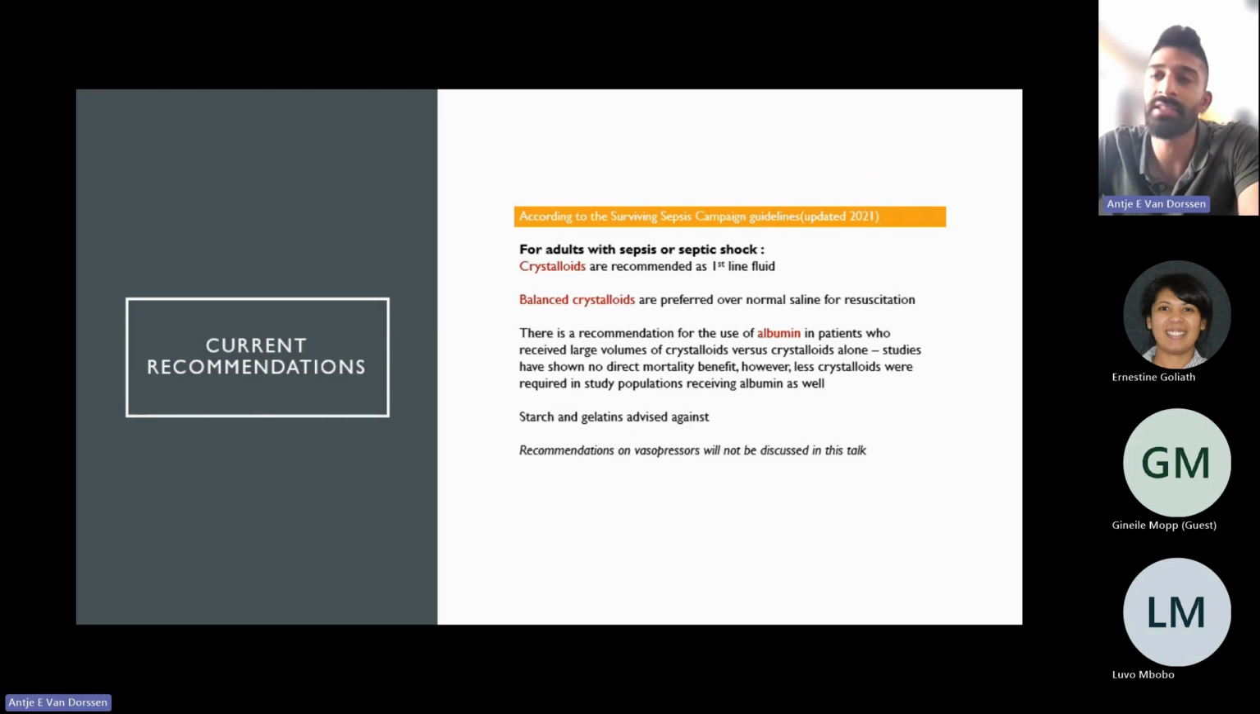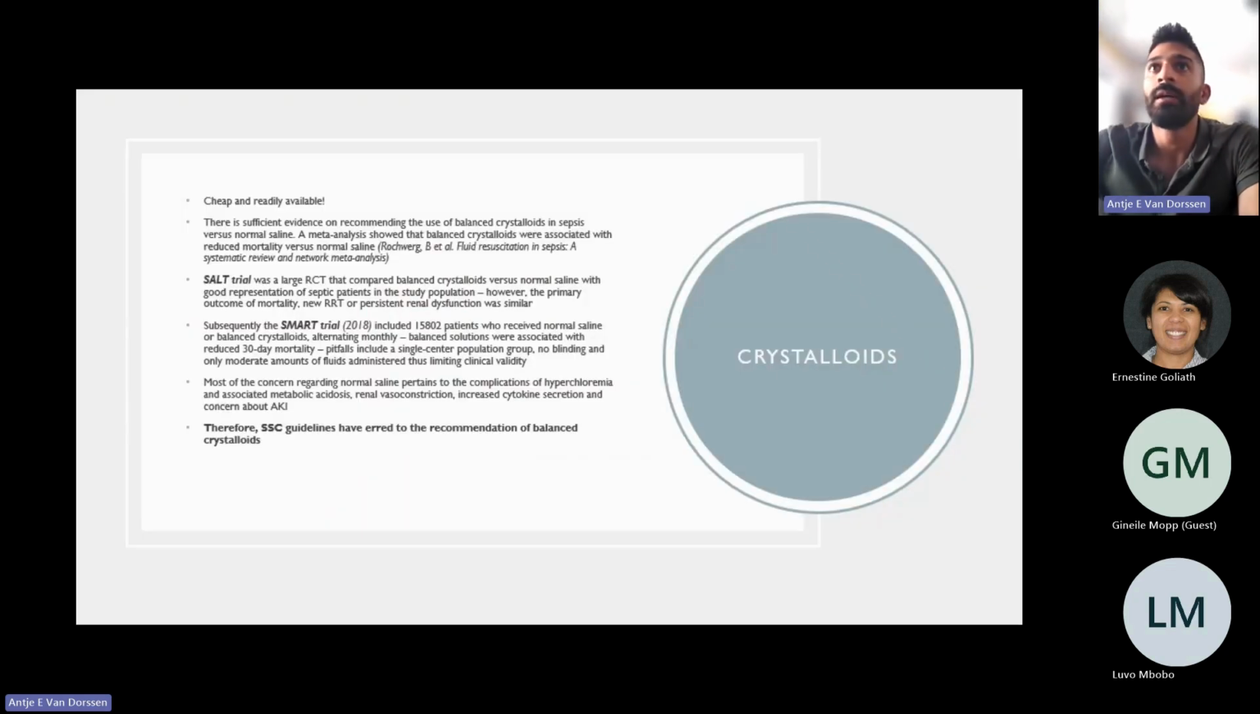Largely starches and gelatins in terms of colloid therapy has been or has fallen out of favor. They also speak a lot about vasopressors in adjunct therapy for fluids. I won't discuss this further. So just to talk about crystalloids, I mean, they've been given such high praise. So what's important about them is that they are cheap and they are readily available.